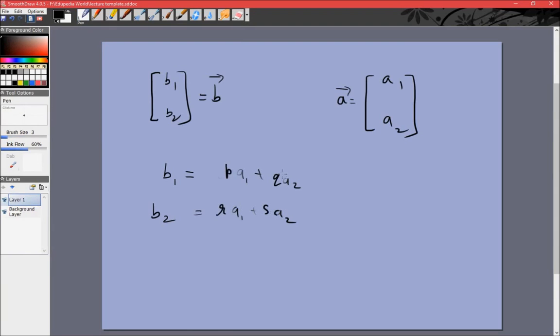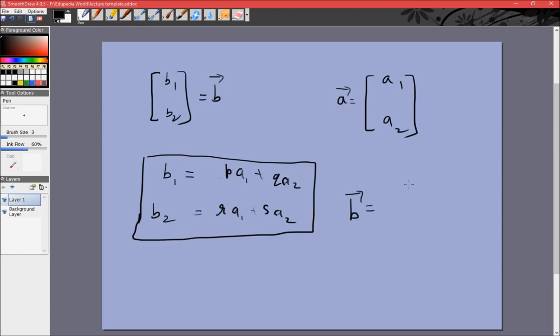Now this is the most general linear transformation you can have. B1 goes to something dependent on A1 and A2, and B2 goes to something dependent on A1 and A2. You can verify for yourself. Every linear transformation will be of this form. If it's not linear, then it cannot be represented in this form, but every linear transformation can be represented in this form. So that means B will be equal to PA1 plus QA2, RA1 plus SA2.